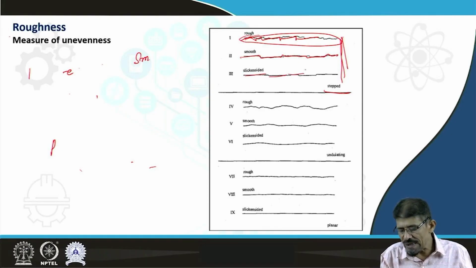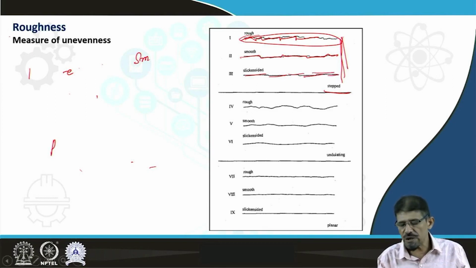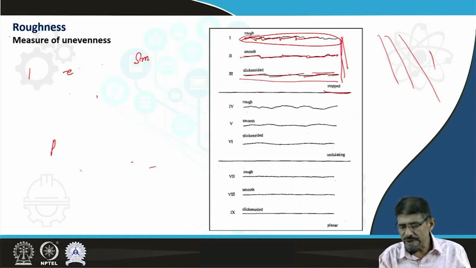Slickensided refers to geological structures formed in the case of fault slippage and other linear markings. So this is the slickensided type. So the step's overall appearance is stepped in nature, but it may be rough, it may be smooth, it may be slickensided.